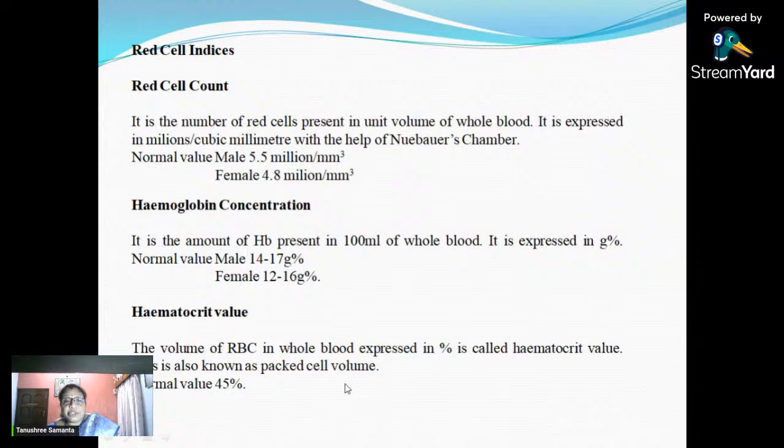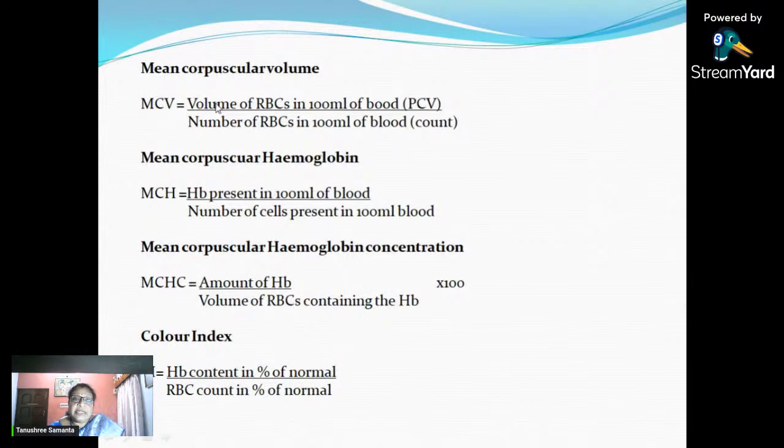The hematocrit value, which is also known as the packed cell volume, is the volume of the RBCs in whole blood and is expressed in percentage. MCV is the volume of RBCs in 100 ml of blood, that is PCV, packed cell volume, divided by the number of RBCs in 100 ml of blood. MCH is the hemoglobin present in 100 ml of blood divided by the number of cells present in 100 ml of blood. MCHC is the amount of hemoglobin divided by the volume of RBCs containing the hemoglobin, multiplied by 100, because it is expressed in percentage. Color index is the hemoglobin content in percent of normal divided by the RBC count in percent of the normal.